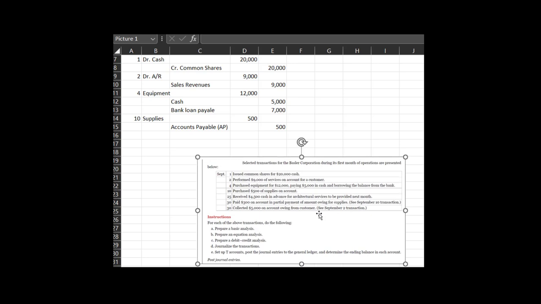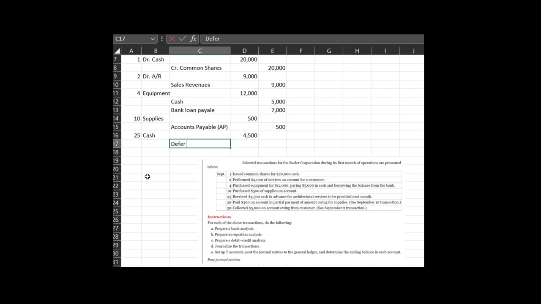All right, where are we? We are right here. We are on the 25th now. All right. So on the 25th, we received $4,500 in cash in advance for architectural services to be provided next month. All right, sounds like we provide some architectural services. So our cash was received. So we're like, hey, thank you so much. Absolutely, we will take your money. Oh, but we're gonna have to defer the revenue. So deferred revenue. And this is because it's actually gonna be a liability. So deferred revenue, this is a liability.